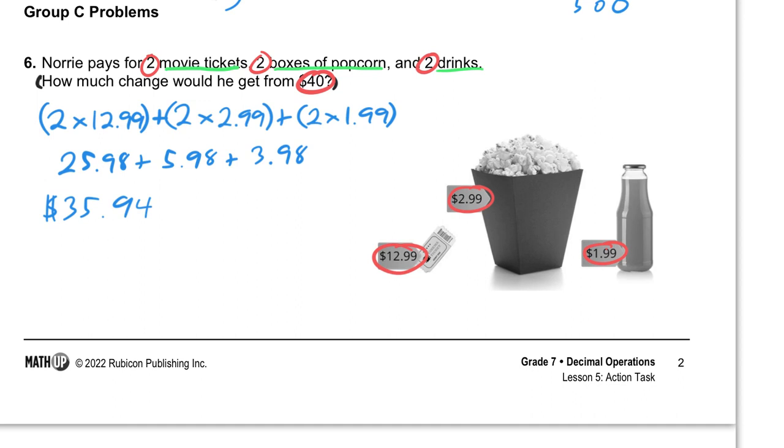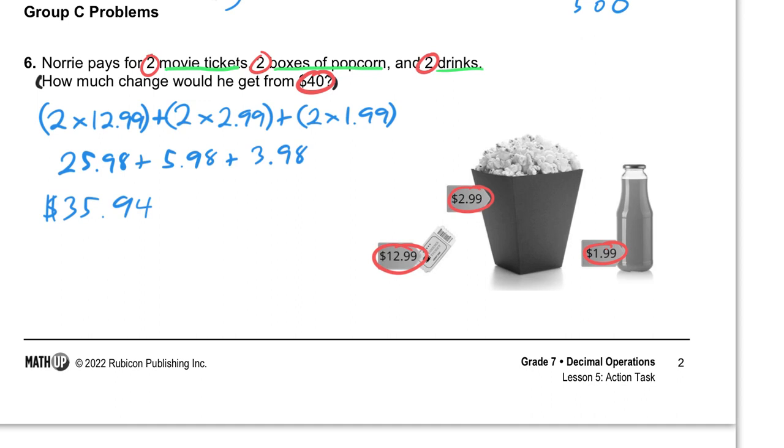I'm going to double check that on my calculator. Now we have what looks like it could be the answer. However, we have to always do the check, right? Our check is, have we actually answered the question? And the question was, how much change would he get from $40? We figured out how much they spent, but if you gave $40, like a couple 20s, and you only spent $35, you'd expect to get some money back, around $5, well, more like $4. So how much would you get?